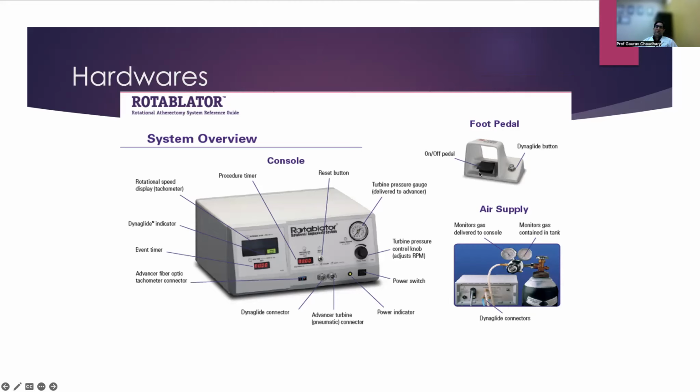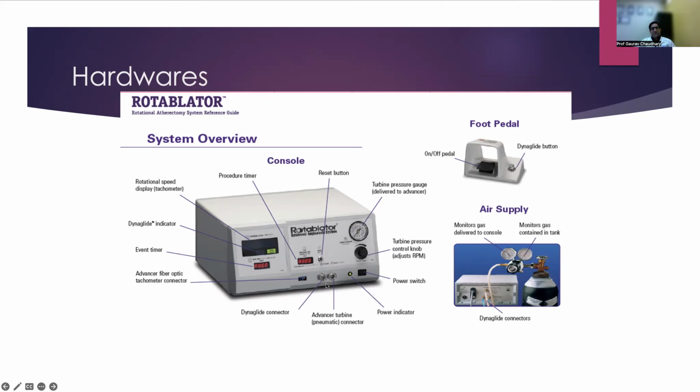Once we do the rotablation at 140 to 160,000 RPM, we can go ahead. And this different button is for the Dynaglide mode. And this is the console, which shows the speed of the burr, and we can see a fluorescent light coming up when we turn the Dynaglide button on. And there is a procedure timer. We can see for how much time we are burring.